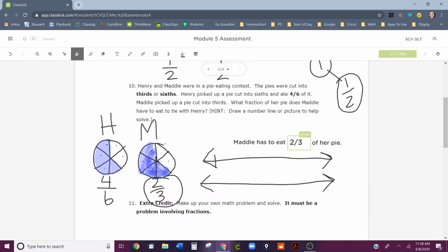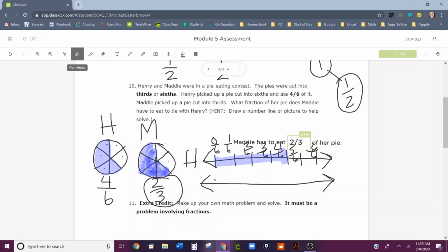So Henry's is broken into 6. We're going to do H for Henry. Okay, so 0/6, 1/6, 2/6, 3/6, 4/6, kind of running out of space, but you get the gist. 5/6, and 6/6. And he ate 4/6, so he ate up to this line here.